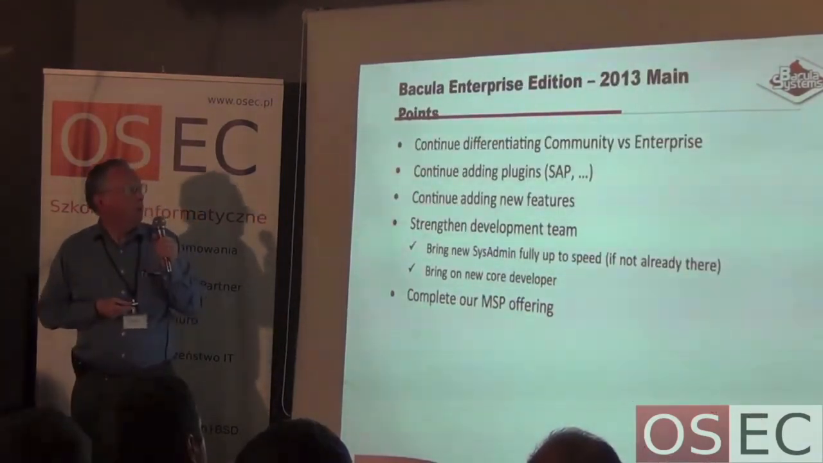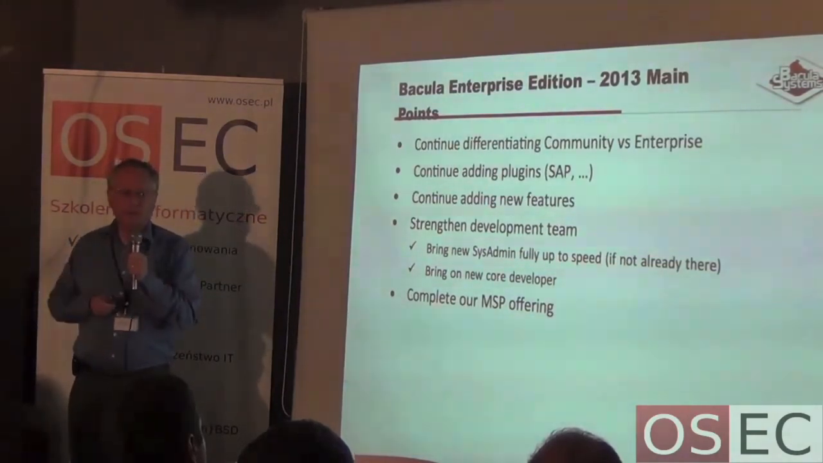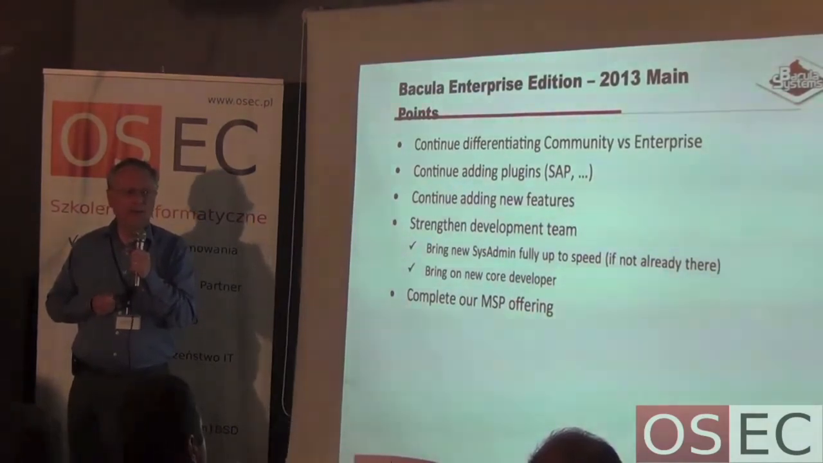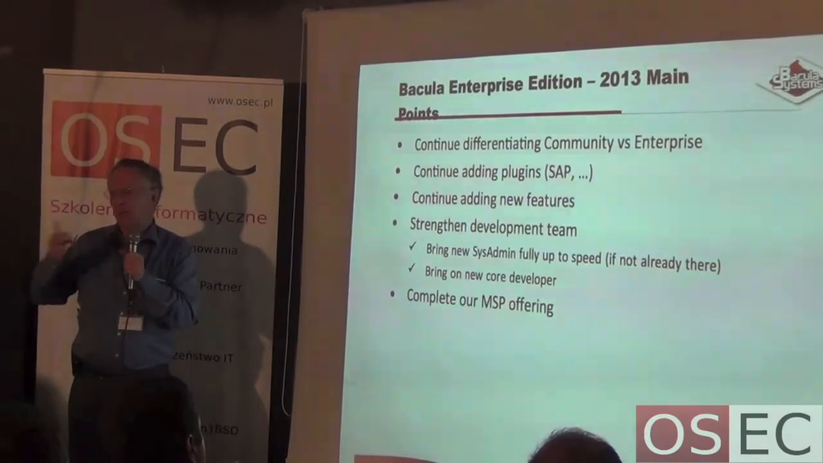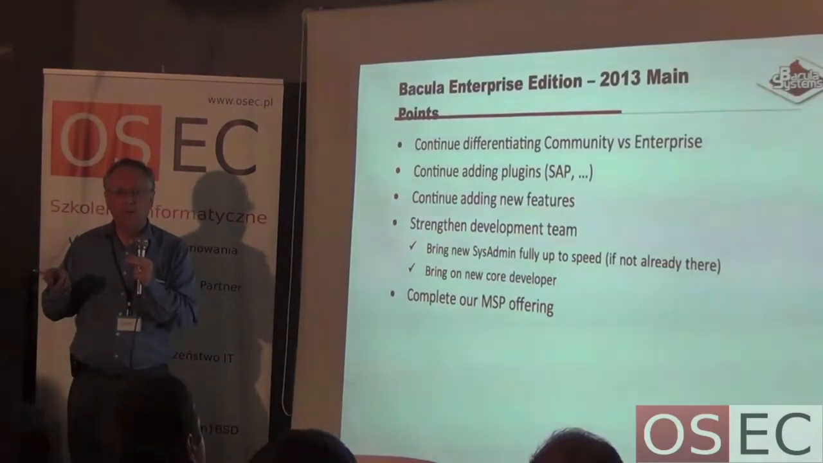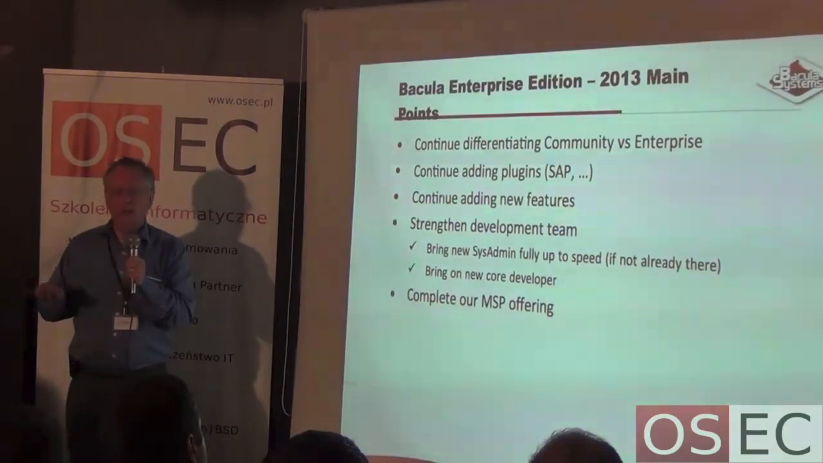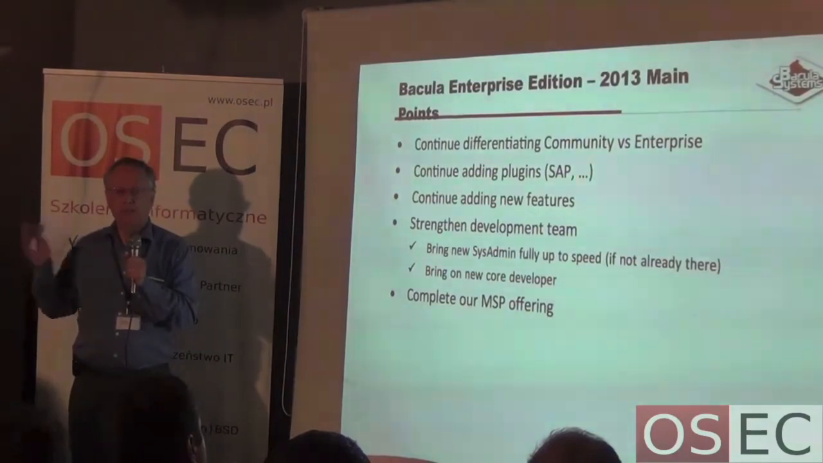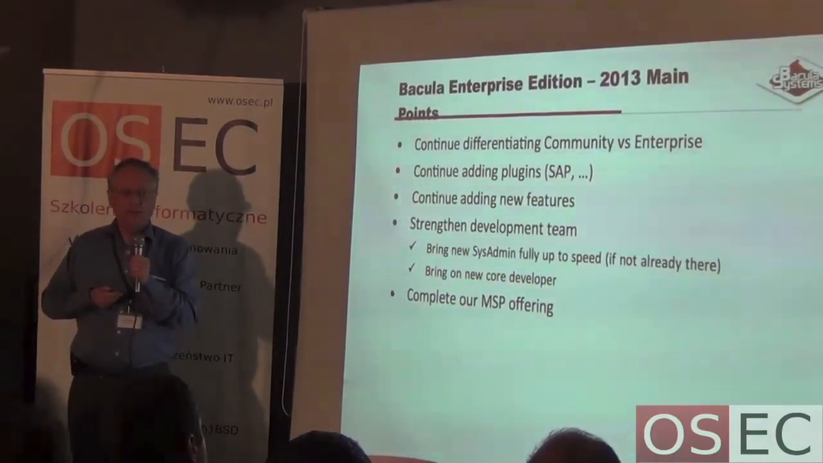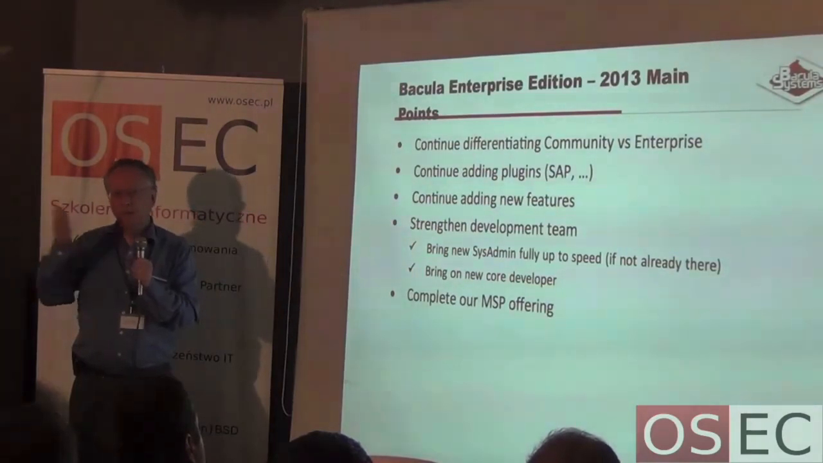Okay. What is our main strategy from a development standpoint for 2013? Well, it's the same as we've had for the last few years, and that is to differentiate as much as we can the community version and the enterprise version. If you were community users, you wouldn't like to hear that. The problem is for companies like Bacula Systems and companies like Inteos, it's impossible to earn a living if you don't differentiate between the community and the enterprise.